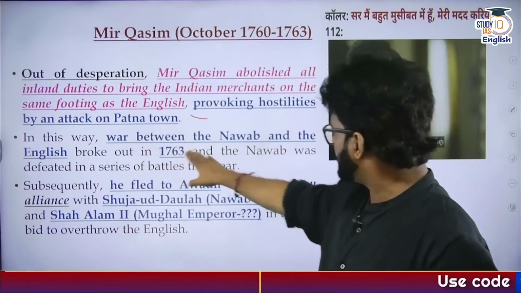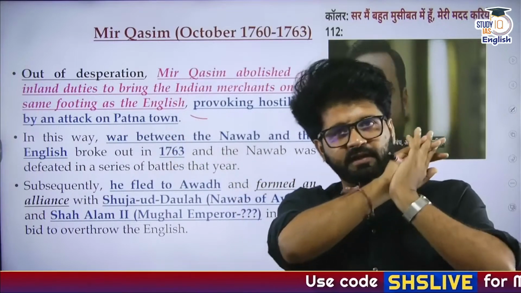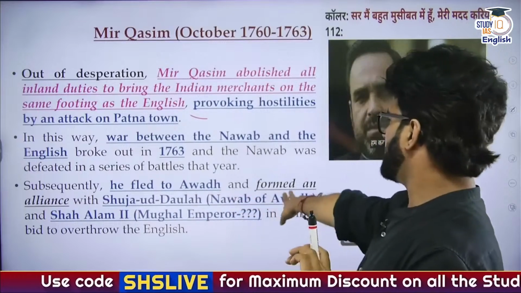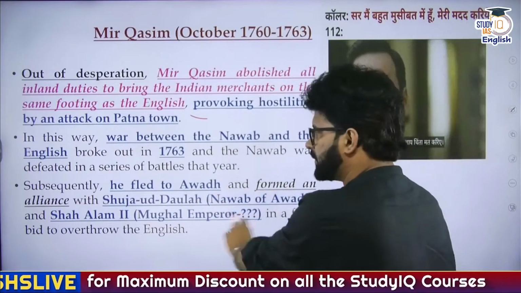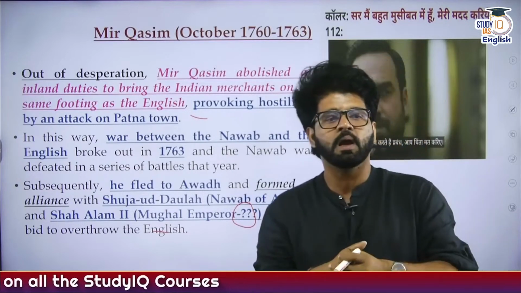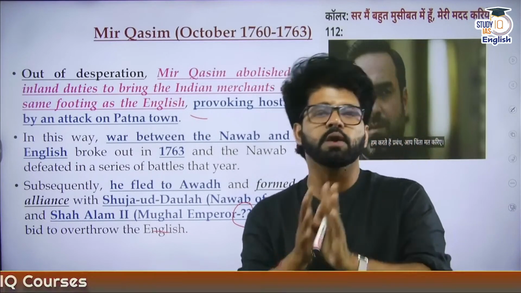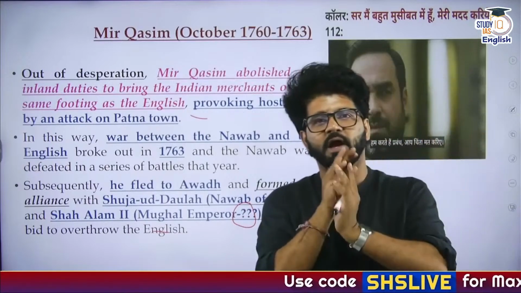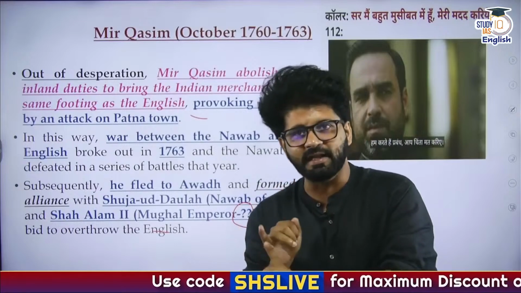And after that, what will happen? A war between the Nawab and the English will break out in 1763, and he will be going to Awadh. Subsequently, he fled to Awadh and formed an alliance with Shujauddaulah, Nawab of Awadh, and Shah Alam II. This is a question mark. Why question mark? Because again, I want to ask, do you remember about Shah Alam II? Who was Shah Alam II? Was he the same guy who was also the 17th and 19th Mughal ruler?